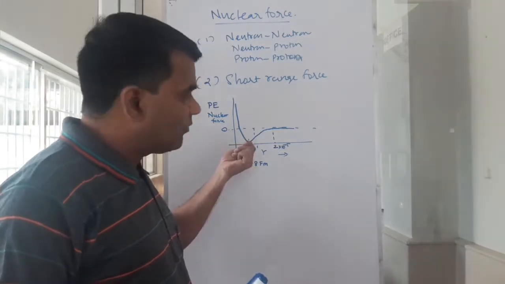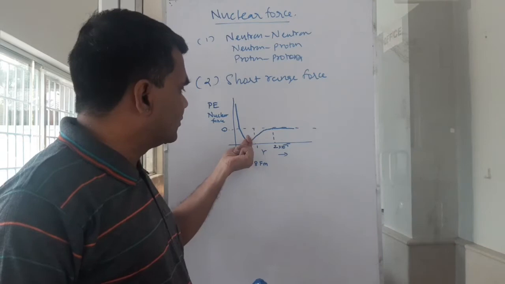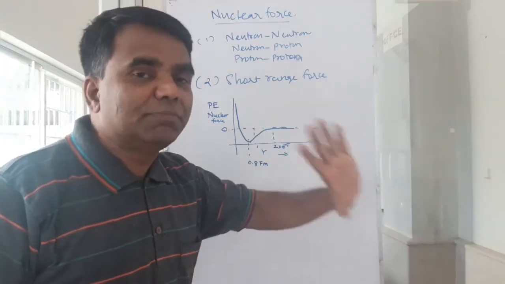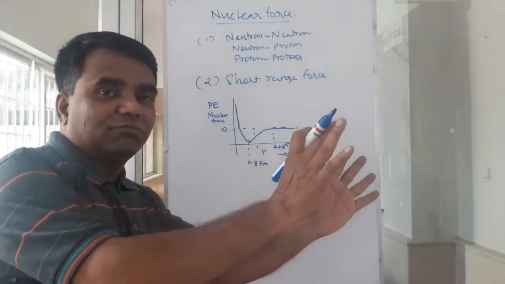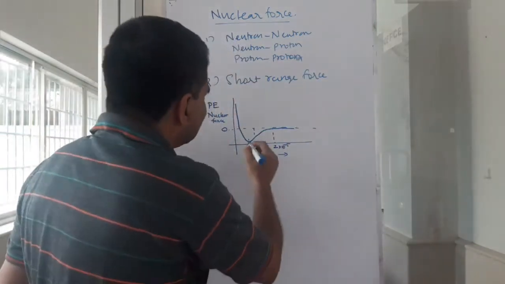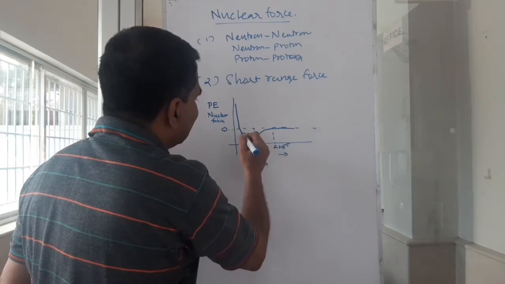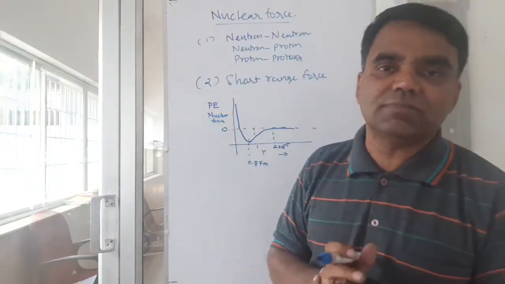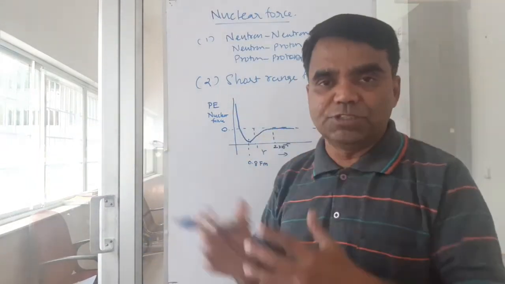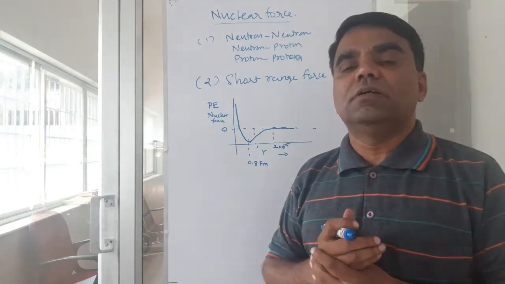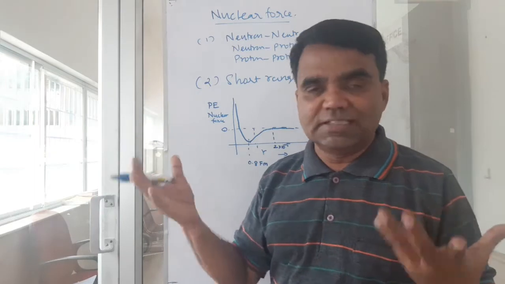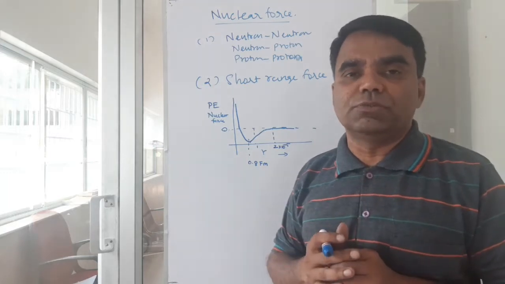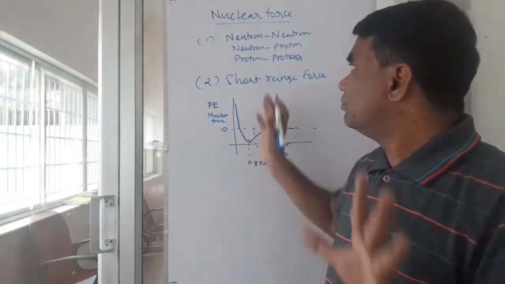It becomes negative. But then, after 0.8 femtometer, when you push closer, it stops being an attractive force. It becomes a repulsive force. It starts repelling. Then you have to do positive work. So that is when the graph rises here. So this is how it looks. And there is no simple equation for this. If you take the Coulomb force, you have a Coulomb force equation there. If you have gravitational force, you have an equation there. But there is no such clear equation for the nuclear force. We have not found it yet. So that's what I want to tell you about.